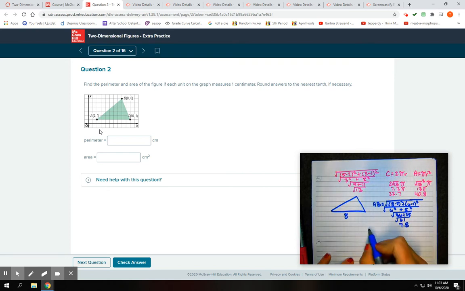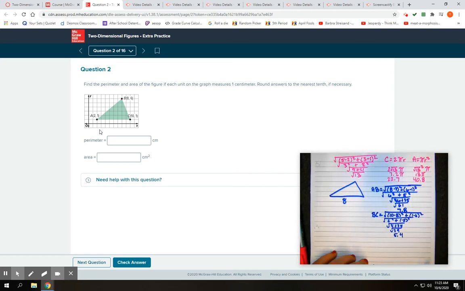Okay, and then BC, same process here. We're going to go the change in our x's, 10 minus 8. The change in our y's, 1 minus 6. So that gives us 2 squared plus 1 minus 6 is negative 5 squared. So that's going to be 4 plus 25. That's going to be the square root of 29, which is 5.38, so 5.4.